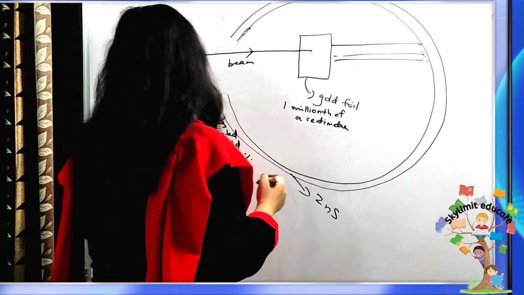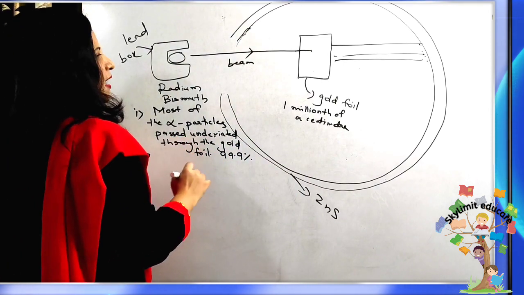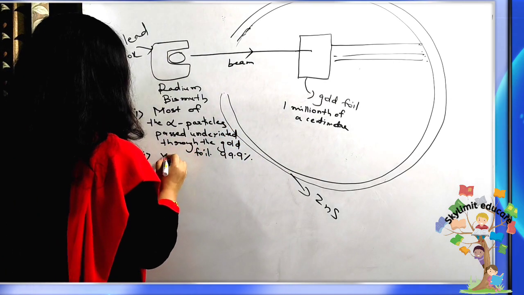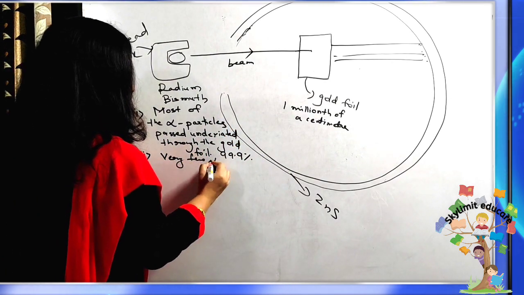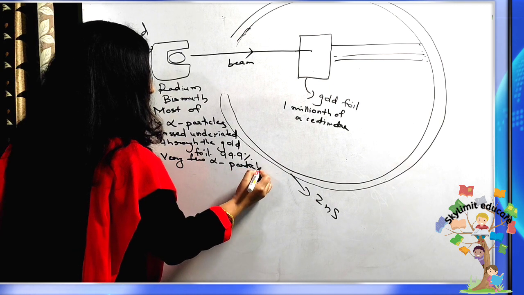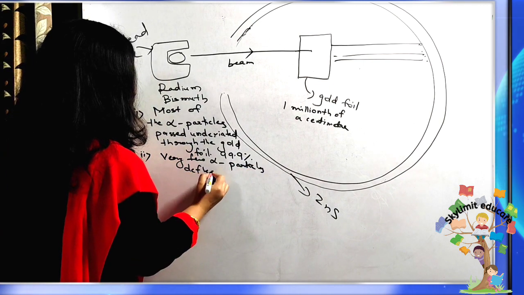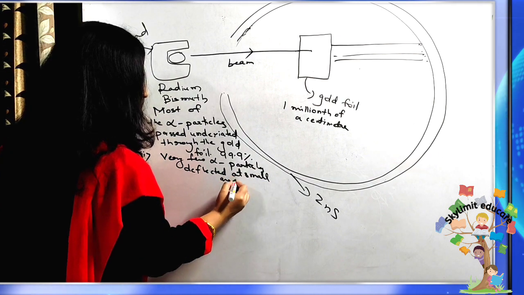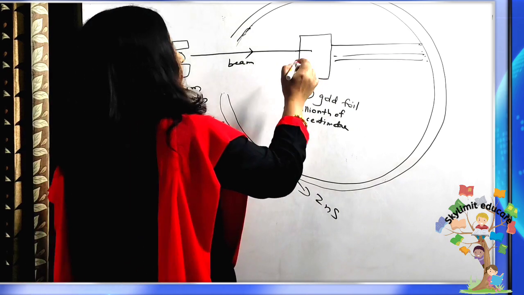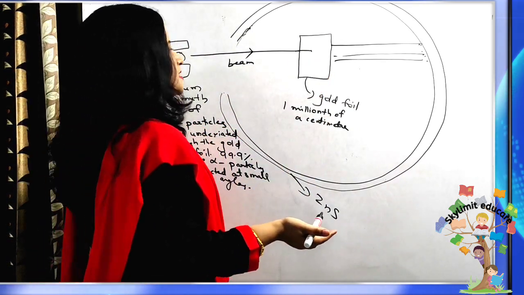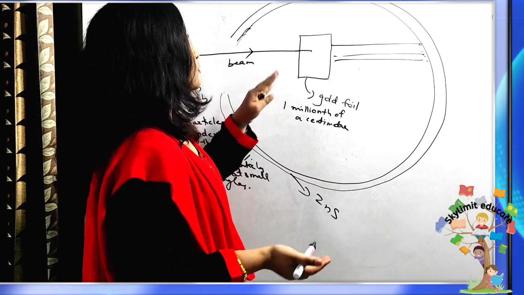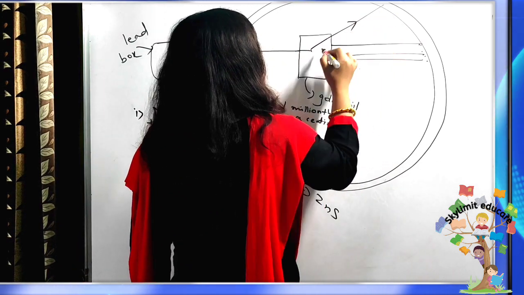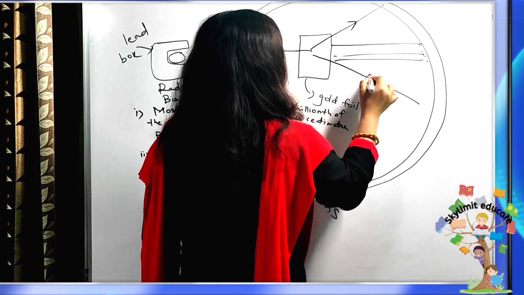Right. The second observation was that very few alpha particles were deflected at small angles. Small angle, that means what? I'll show you with another diagram also. Just understand what was noticed: that very few alpha particles showed deflection. They did not go straight, but they showed deflection by small angles.